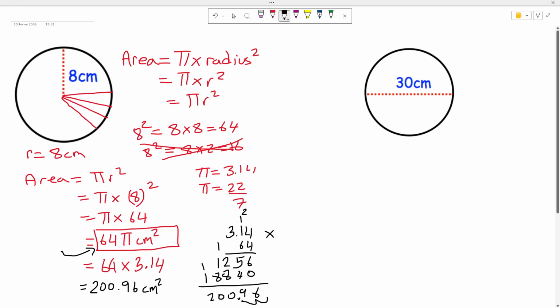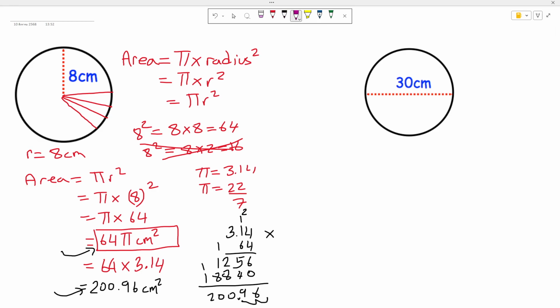So again, if the question is asking you to leave it as pi, you'll just leave it like this. Or if they say substitute with 3.14, you will leave it like this. Now in case you have a calculator, you can just substitute the value of pi, and it may be a little bit different. Now let's go to question number 2.